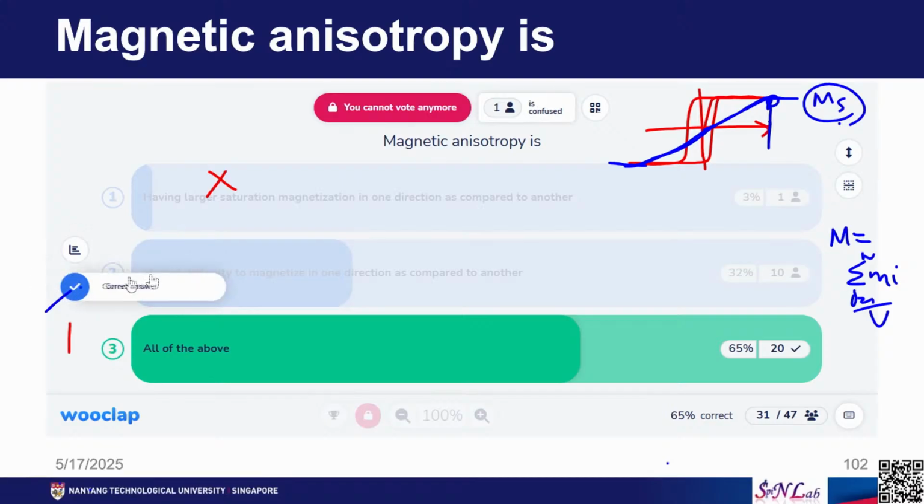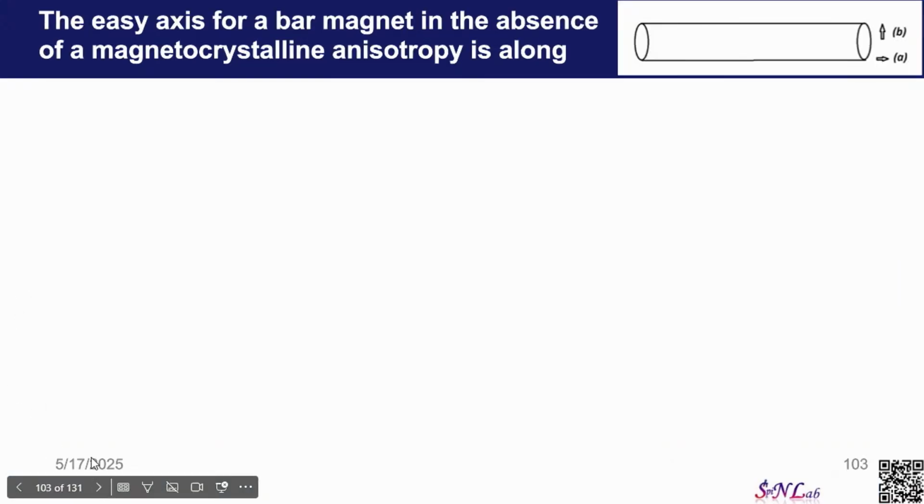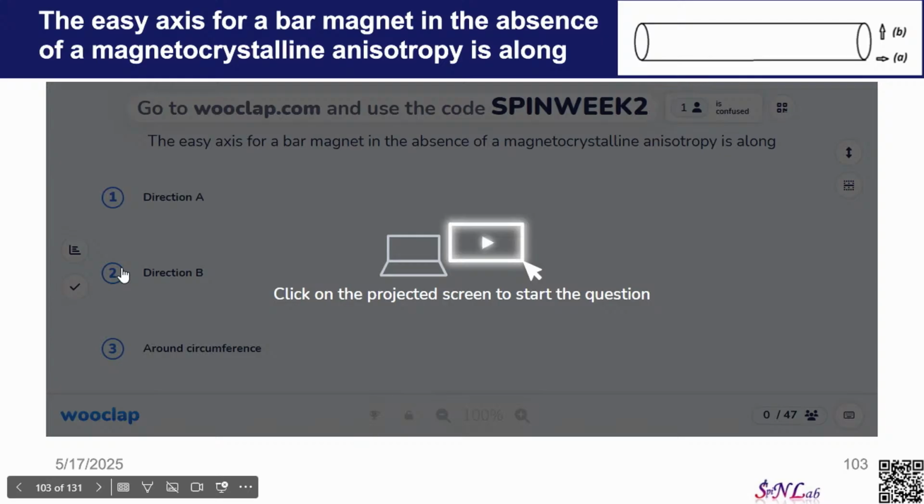I am also wrong. Correct answer is 2. Okay. Next one.